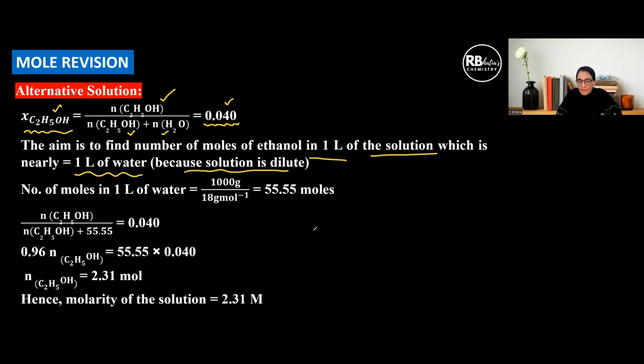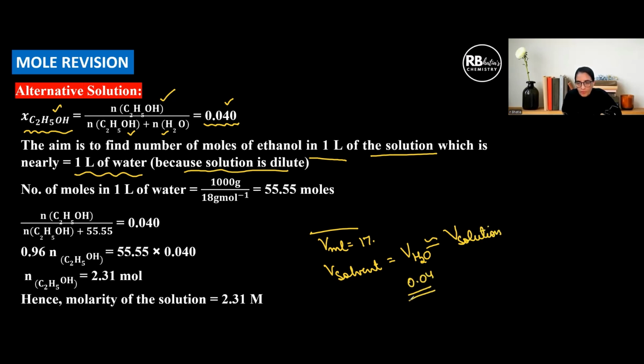Even in the previous method, I took the denominator as V ml, the 17 point whatever value we got. This was the volume of solvent actually, the volume of water we calculated. And we substituted it as volume of solution. Why? Because the solution was dilute. The solution contained only 0.04 moles of ethanol. So volume of water plus volume of ethanol is going to be approximately the same as volume of solution. That is why we took the denominator as volume of water. Here also we are going to do the same thing.